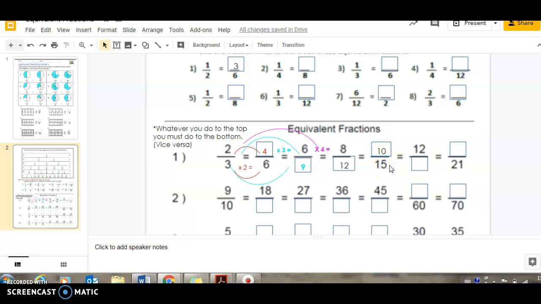Okay, and so you're going to finish that in the same manner. It's all multiplying, and you always go back to the first fraction. So that's the only trick here. Make sure you go back to the first fraction.